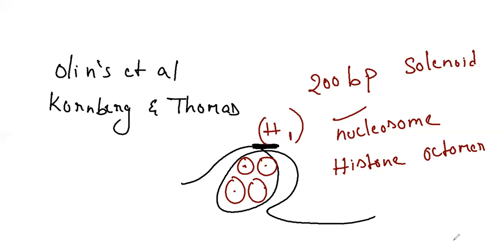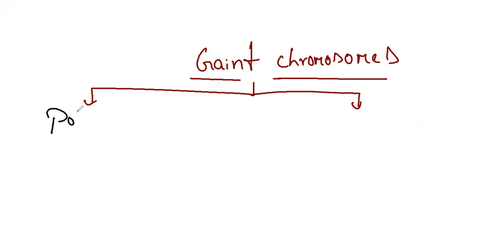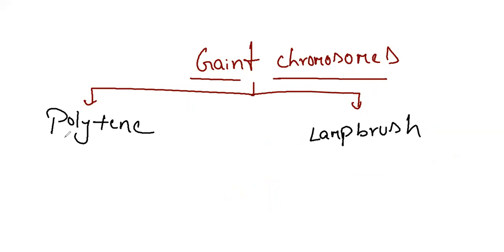Now let's see one very important topic, that is giant chromosomes. So what are giant chromosomes? We have 2 types: one is polytene chromosomes, and the other one is lampbrush chromosomes. First thing is terminology. Why? Because these are giant, or big, chromosomes.